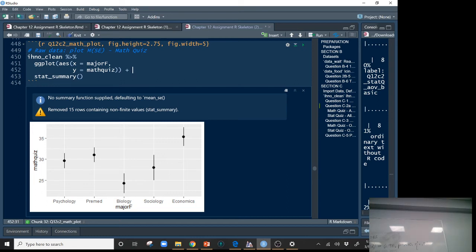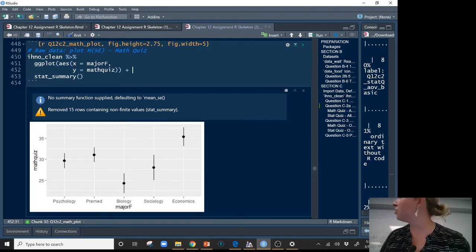So if you were going to write this up, we're going to do a one-way ANOVA was performed to see if the students in the 5 majors differed in terms of their average math quiz, to see if economic majors really did do substantially better than biology students. Those are the 2 extremes. Everybody else is falling somewhere in between, right? That's the pattern we see.